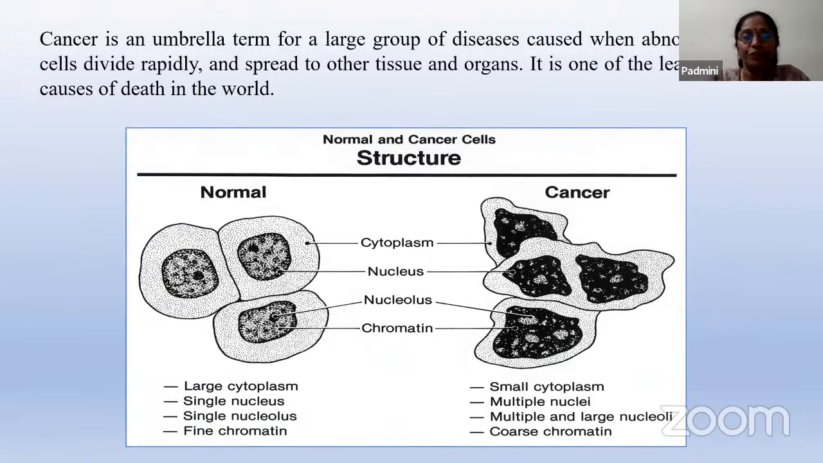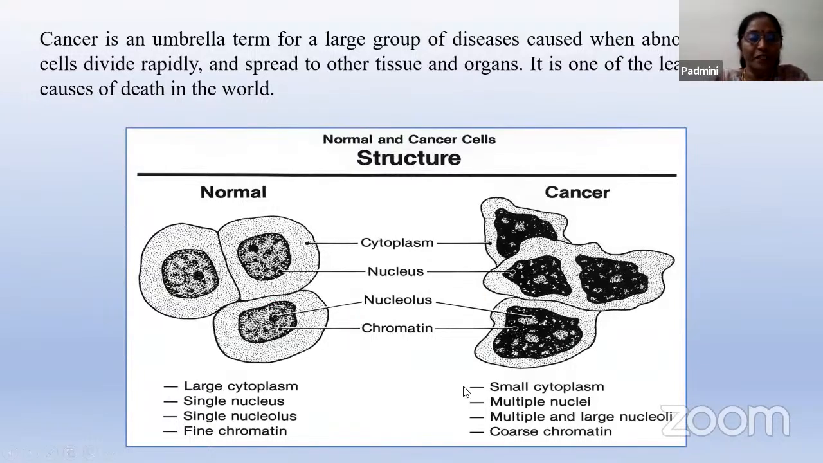So cancer spreads to other tissues and organs. It is one of the leading causes of death in the world. Now, if you can check the picture over here, the picture shows how a normal cell looks and how a cancer cell looks.